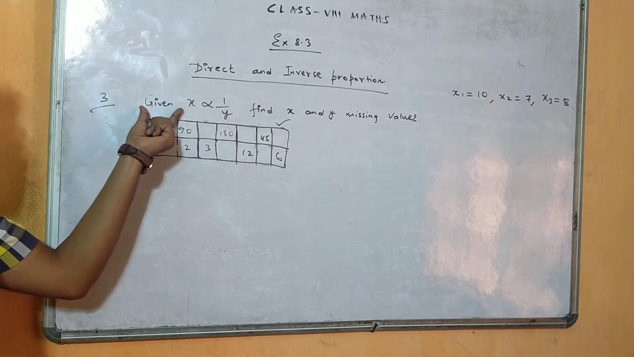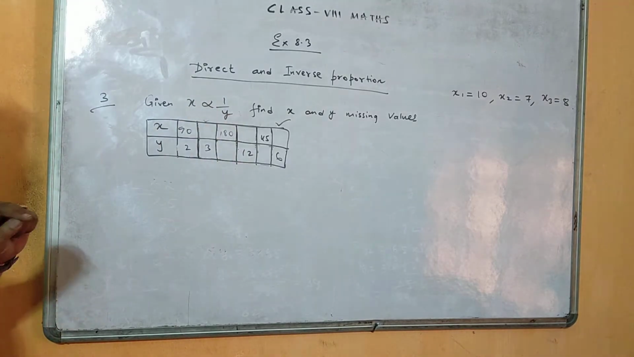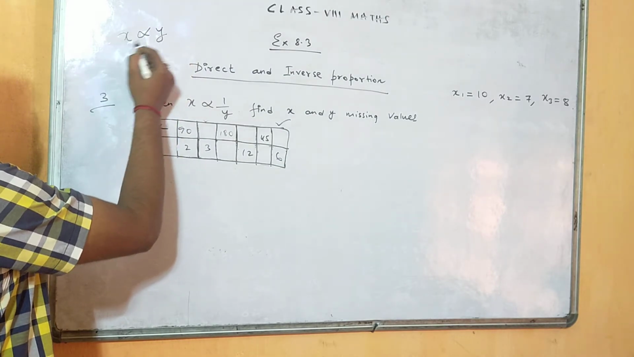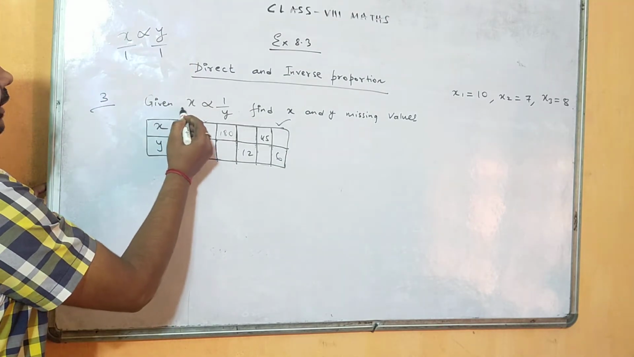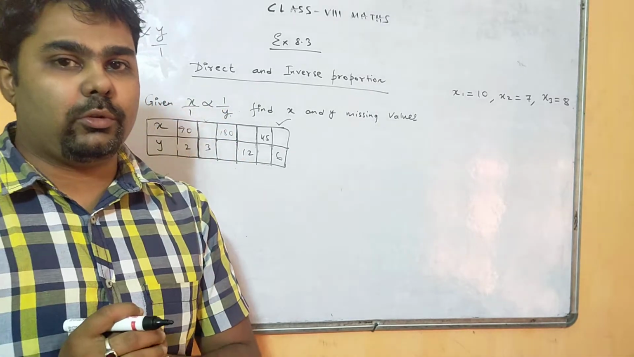The question is: given x is inversely proportional to 1 by y. This is an inversely proportional sign. If I write here x directly proportional to y, this is directly proportional. That means x and y both are in the numerator, right? Here you see x is in the numerator and y is in the denominator. This means that it is inversely proportional.